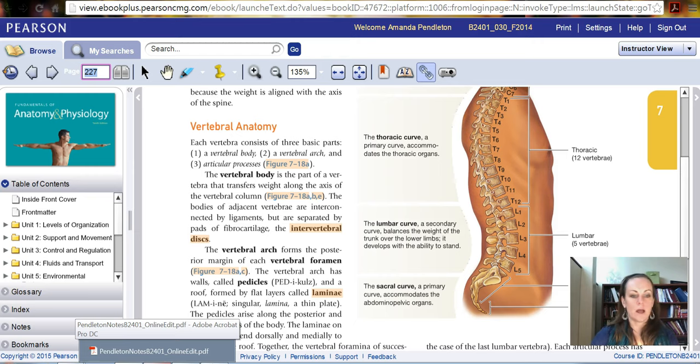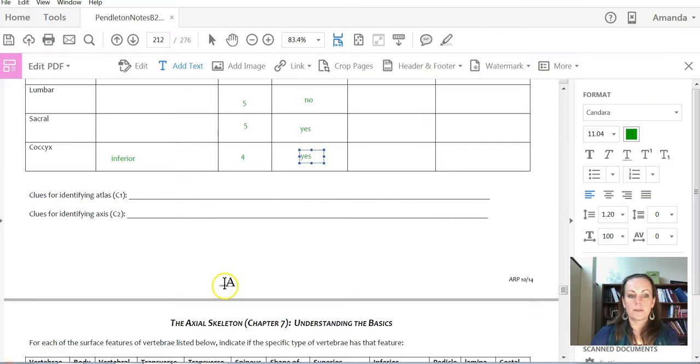Okay, so the next thing is the clues for identifying atlas, which is the first cervical vertebra, as well as axis, which is the second cervical vertebra. And let me see where some good pictures of that are.